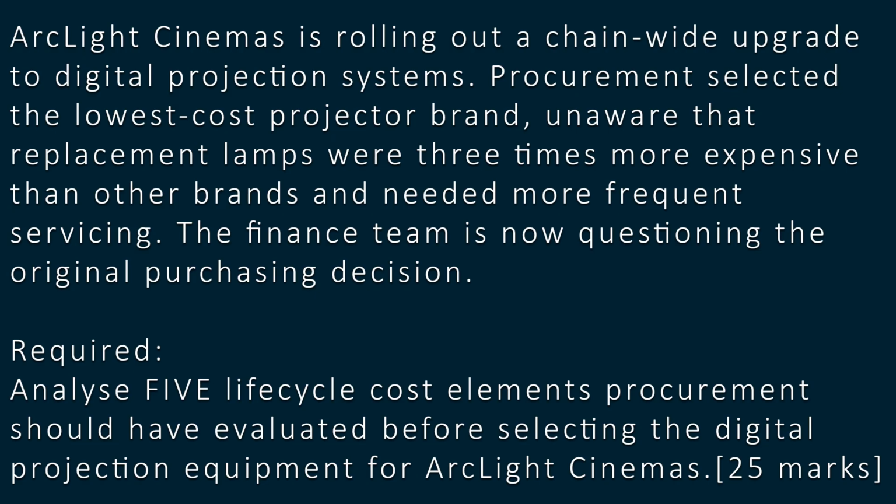Here's an example of such a question. So we have ArcLight Cinemas is rolling out a chain-wide upgrade to digital projection systems. The procurement selected the lowest priced projector brand, unaware that replacement lamps were 3 times more expensive than other brands and needed more frequent servicing. Now the finance team is questioning the original purchasing decisions. So what exactly are you required to do in this case? You're required to analyze 5 life cycle cost elements procurement should have evaluated before selecting the digital projection equipment for ArcLight Cinemas. That is a scenario-based question.